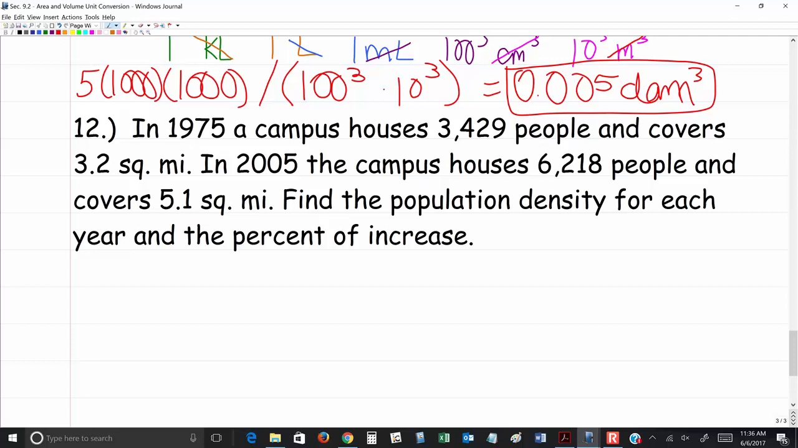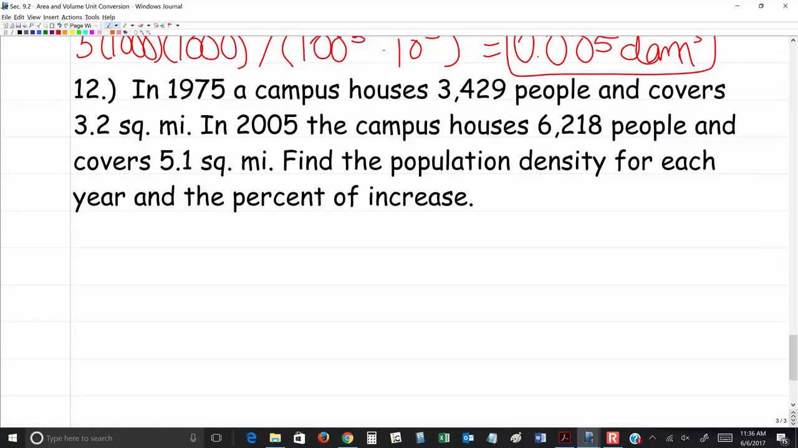Here's an application problem type of a thing. It seems kind of random, but I got it from the homework. It says, in 1975, a campus houses 3,429 people and covers 3.2 square miles. In 2005, the campus houses 6,218 people and covers 5.1 square miles. Find the population density for each year and the percent of increase. So population density just means number of people per square mile, basically.